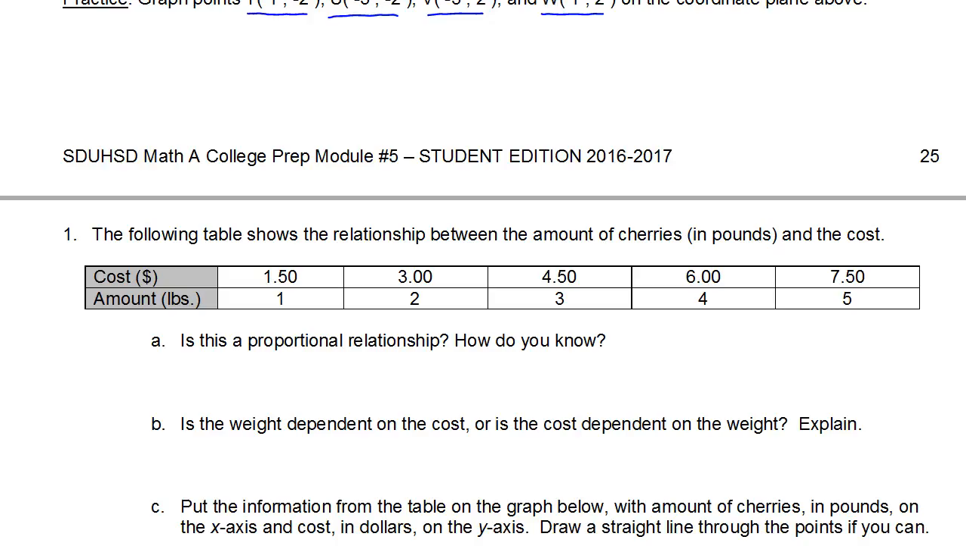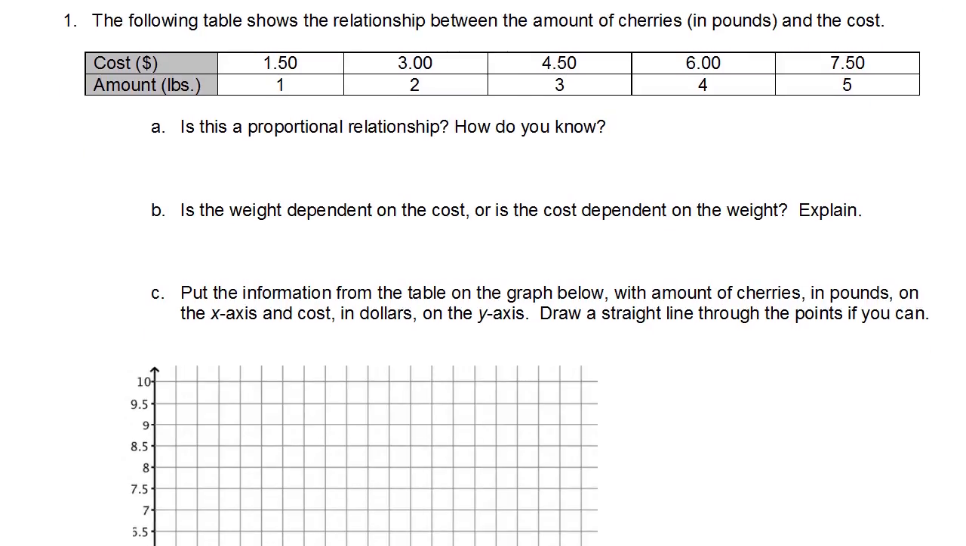All right, moving on to page 26. The following table shows the relationship between the amount of cherries in pounds and the cost. And as I look at the table, I notice that for 1 pound of cherries, it's going to cost $1.50. So I'm just going to note that we've multiplied the 1 pound by $1.50 to get the cost. And if I move to the next column, I see that 2 pounds of cherries is $3. So again, we've multiplied 2 pounds times $1.50, which gives us a cost of $3.